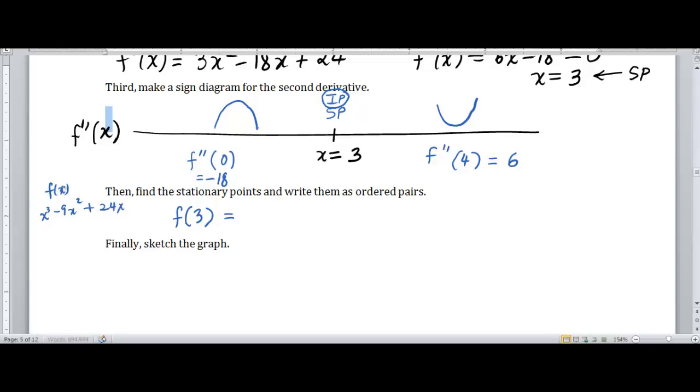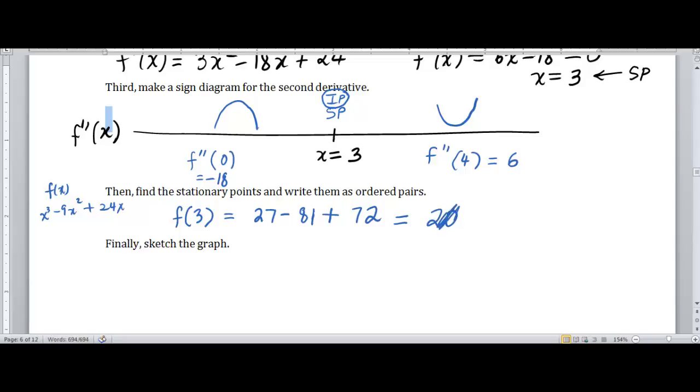That is my function. So we get 3 times 3, which is 9, times 3 is 27, minus 3 times 3, which is 9, times 9 is 81, plus 24 times 3 is 72. So 27 minus 81 plus 72. Sorry, so that's going to give me, all together, I'll be left with 20. Oh no, not 20, 18.